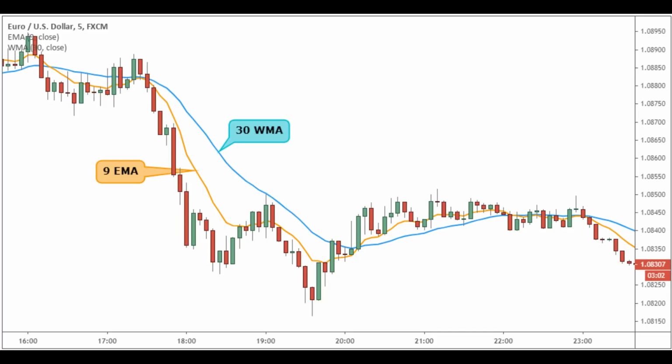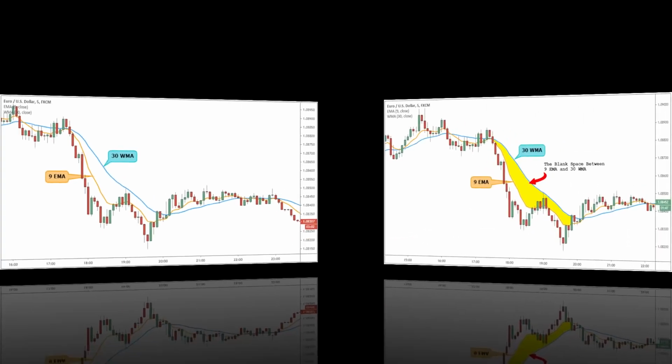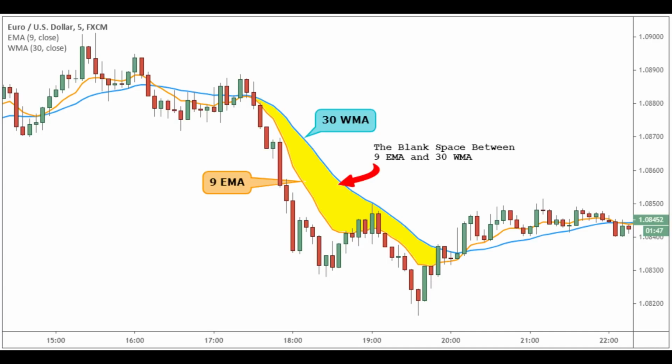The 9 and 30 trading strategy seeks to take advantage of the blank space created between the two moving averages. The filter for the 930 trading setup can be summarized into a three-step process. These are the rules for a long trade signal. The 9-period EMA must be above the 30-period WMA. The two moving averages need to be apart from each other, see chart.